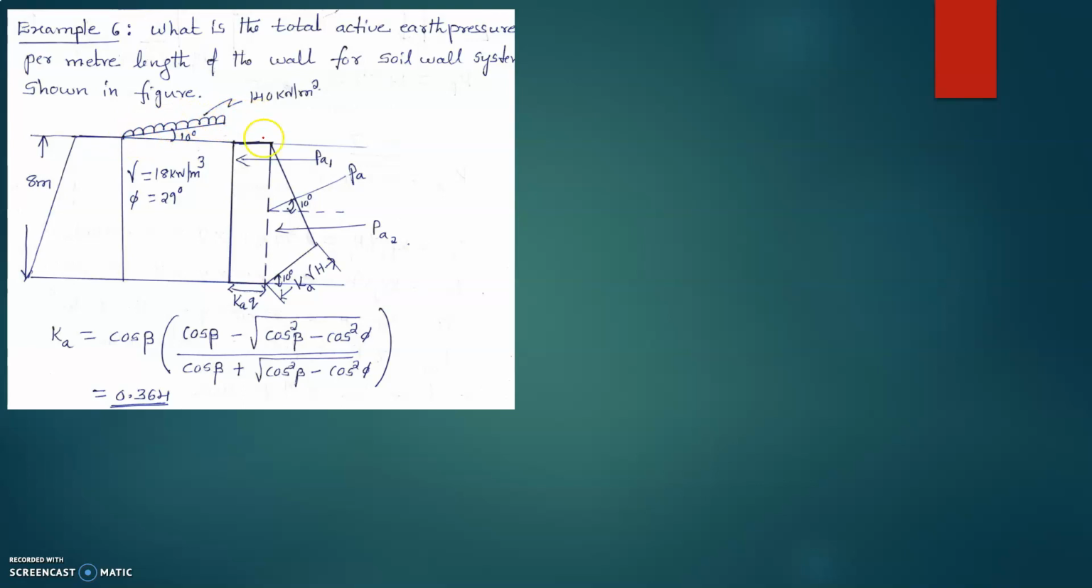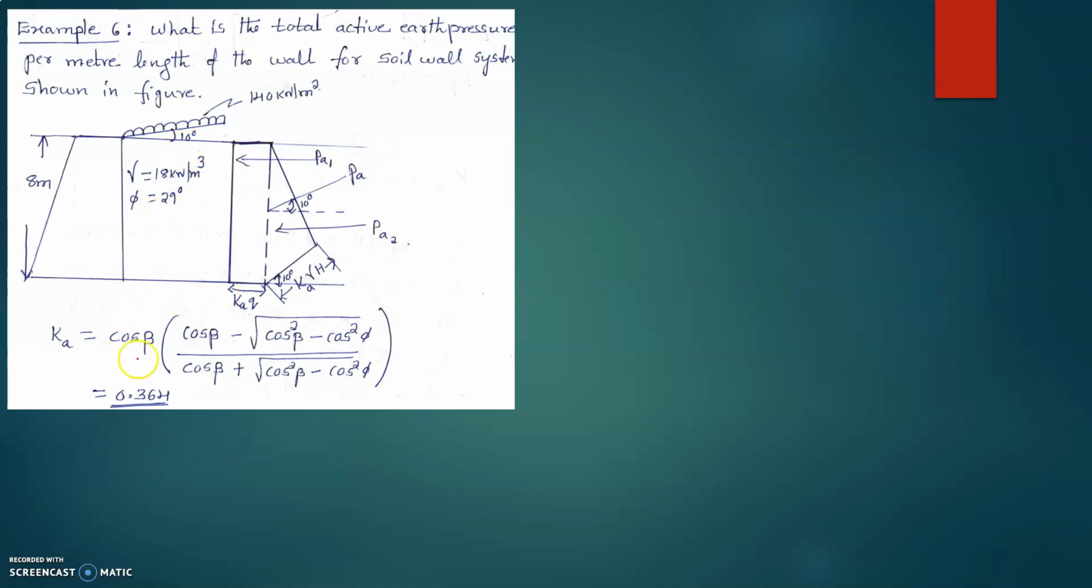How to draw the pressure distribution diagram? This portion is due to surcharge, that is KAQ, and this portion is due to the inclined surface, that is Ka into gamma into H. Understood? Here there is inclination as well as surcharge, so we draw the pressure distribution diagram first for the surcharge and next for the inclined surface. The surcharge angle is given as 10 degree and phi is given as 29 degree.